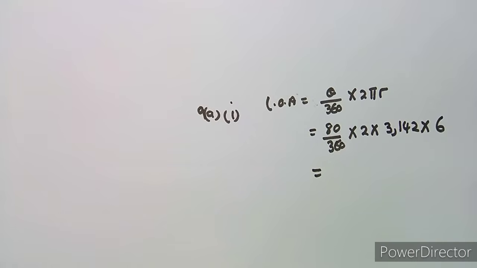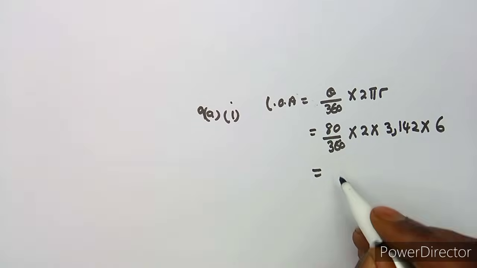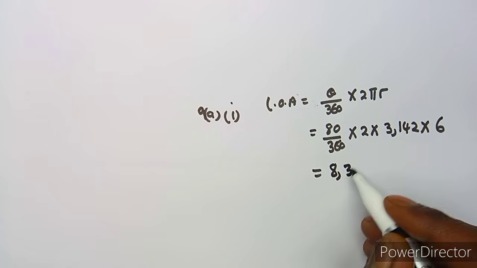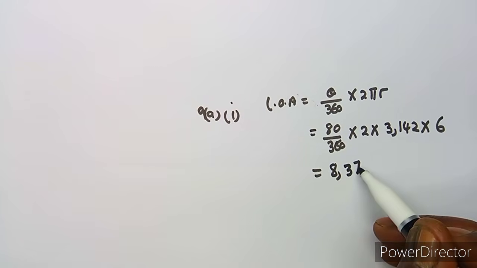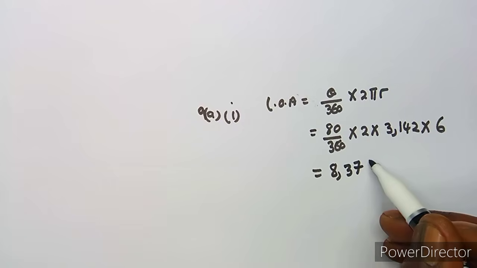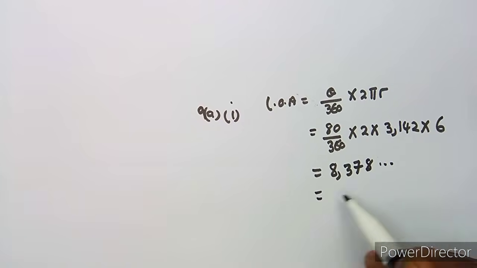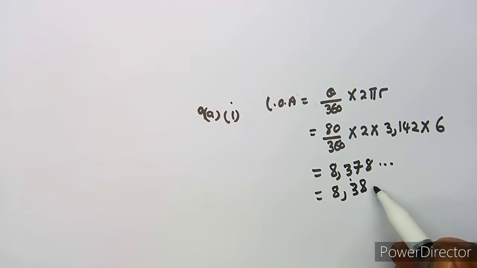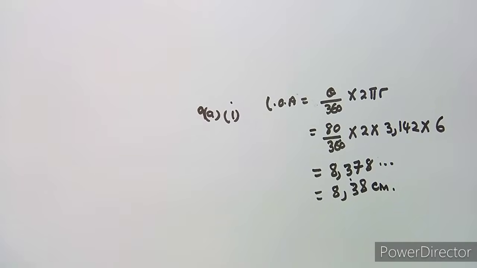All right, so using this, guys, we are going to obtain something like 8.37866 and so forth. So 3 SF is going to be 8.38. Okay, that's our length of arc in centimeters. So make sure that you use your calculator properly, guys. But I think that's what you had.